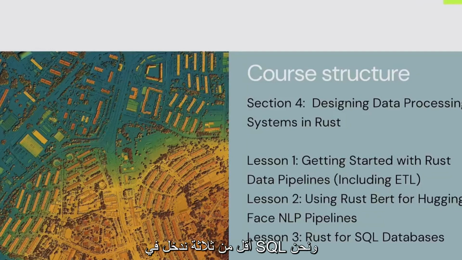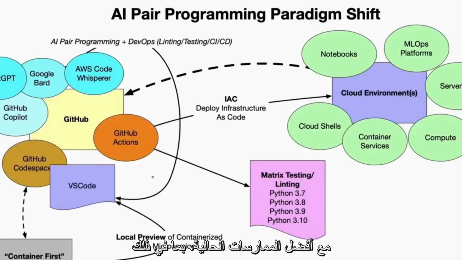Finally, in lesson 3, we get into SQL and we dive into how you can use Rust and SQL together, including with SQLite, Hugging Face, BigQuery, also looking at public data sets. And we also talk about some of the theory around picking the correct database. Very well with existing best practices, including DevOps.